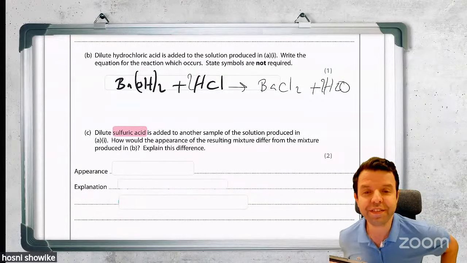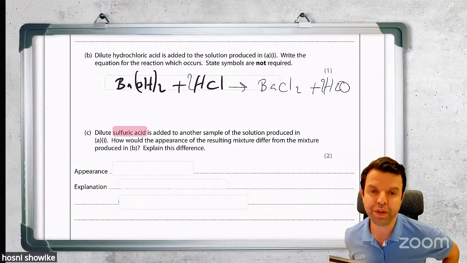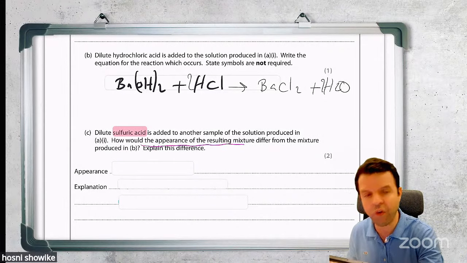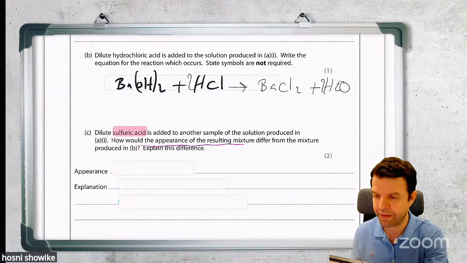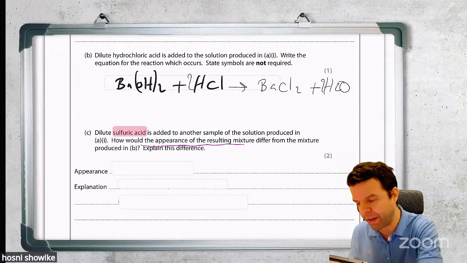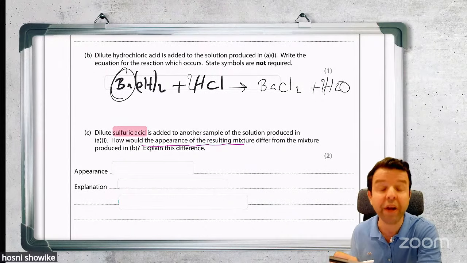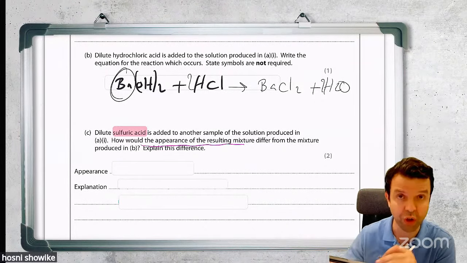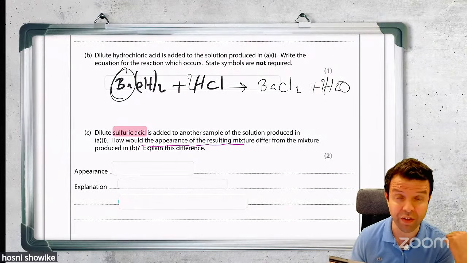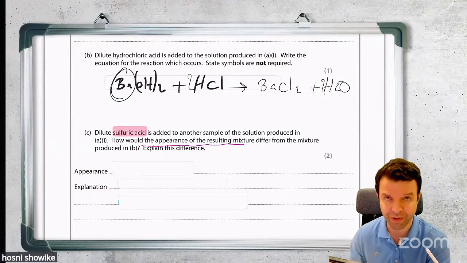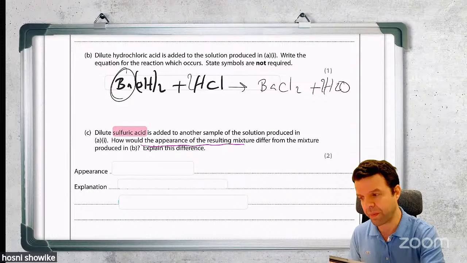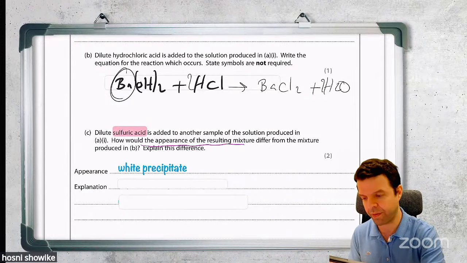Dilute sulfuric acid is added to another sample, and they said how would the appearance of the product look like. So we have an issue when it comes to barium and sulfate. Barium sulfates are very insoluble. They form a precipitate. That's how we actually test sulfate ions. When I want to identify sulfate, I always add barium. So I'll tell them here, it's going to look like a white precipitate.